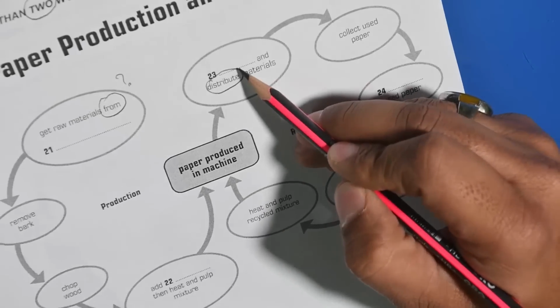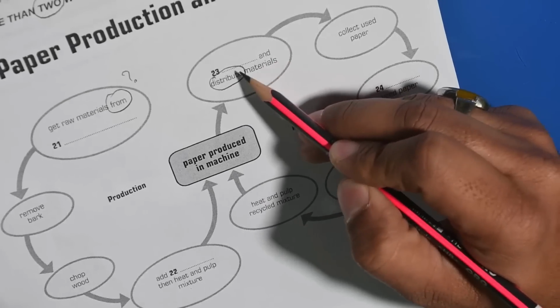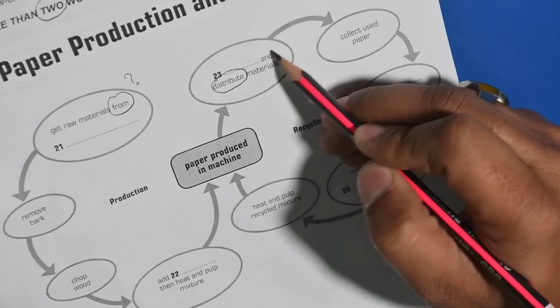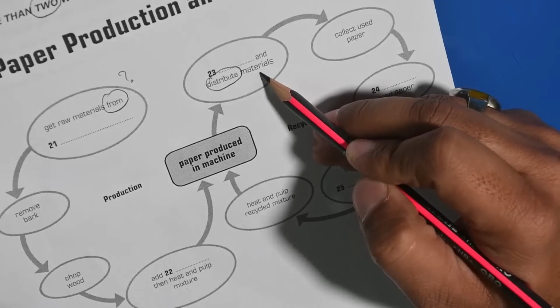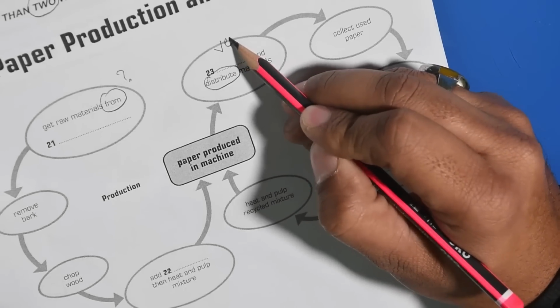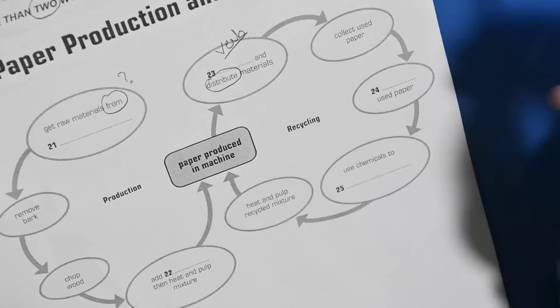There's going to be another verb over here. For example, follow and distribute materials, or bring and distribute materials. So it's going to be a verb. Answer is going to be a verb. This is how you got to read.